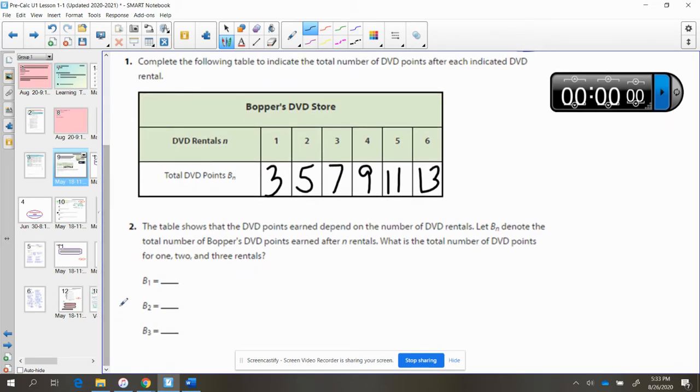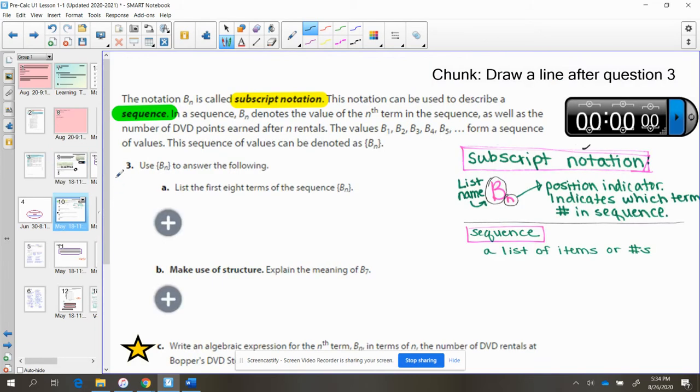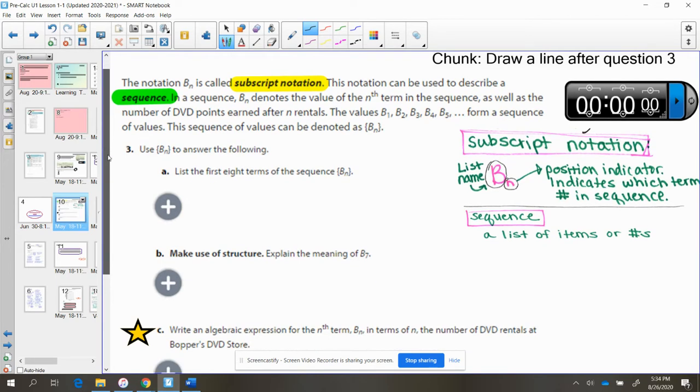Now, one of the things we're focusing on in this lesson in particular is the idea of subscript notation. Now, we're going to call this sequence here 3, 5, 7, 9, all that. That's going to be sequence B for Bopper's DVD rentals. And the n in that you'll see here means your term number. So for the first term, B sub 1, it was 3. The second term in B sub n is 5, third term 7, fourth term would be 9, etc., etc. And you're going to notice in the reading math box to the right what subscript notation exactly is.